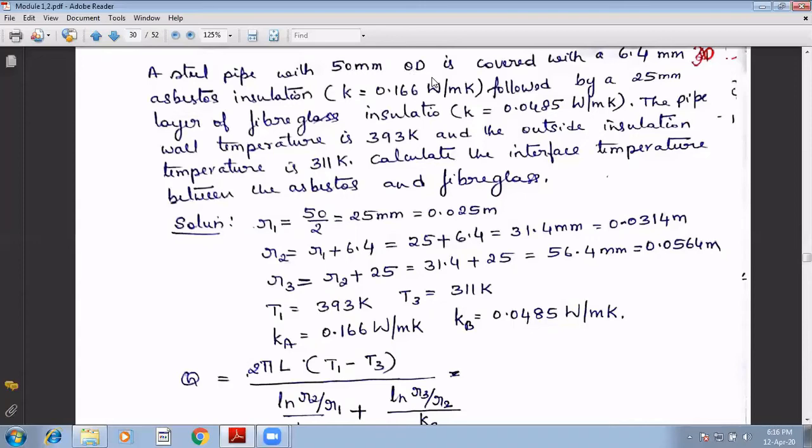This is an area where many students make mistakes. So please be aware whether the given dimensions are diameter or radius. You need to be careful.